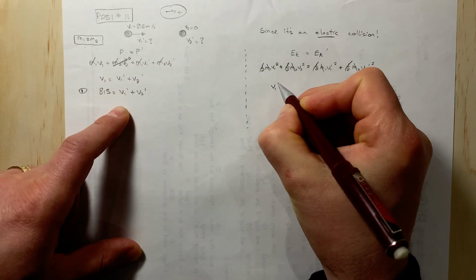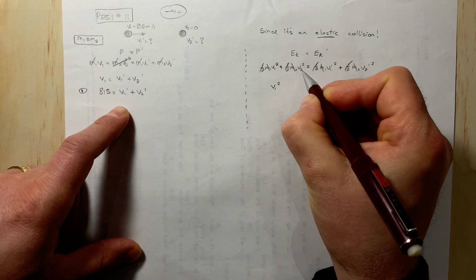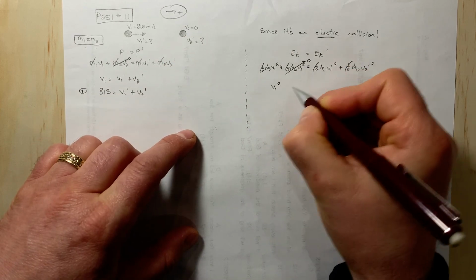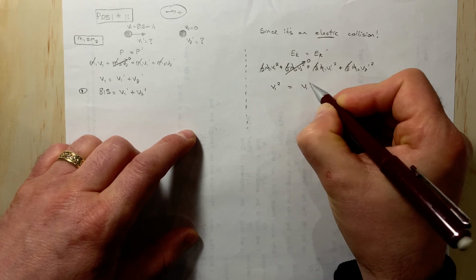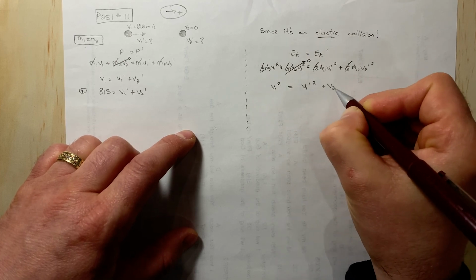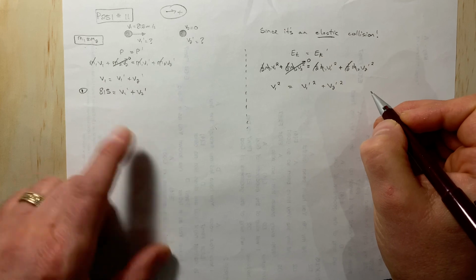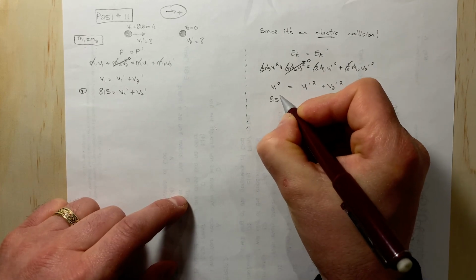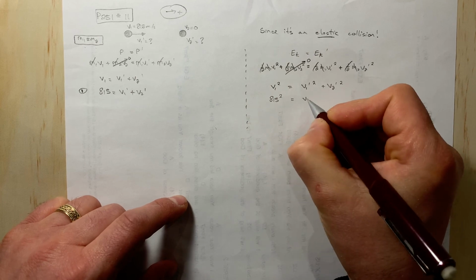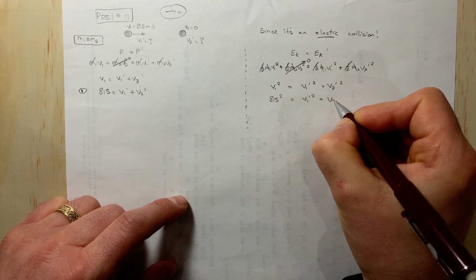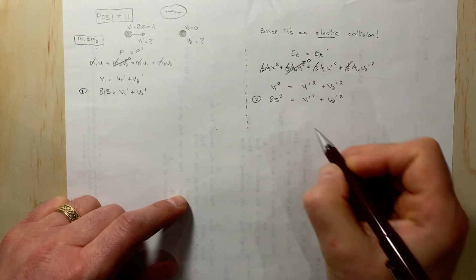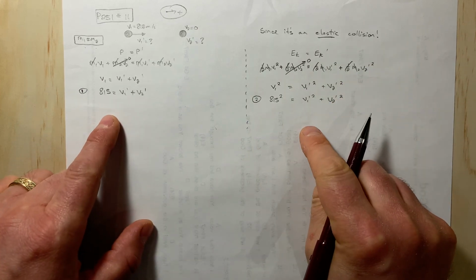So if I clean this up a little, v1 squared, this guy is also 0. Remember, v2 here is 0. So that whole thing is gone. We have v1 prime squared plus v2 prime squared. Again, I can sub in that same number, 815 squared, equals v1 prime squared plus v2 prime squared. And there's equation 2.